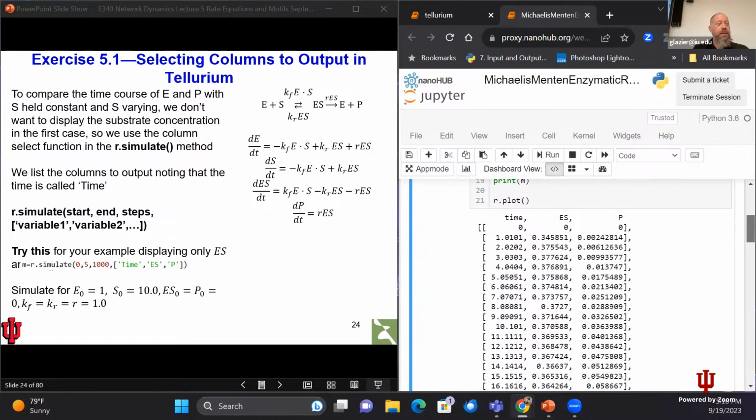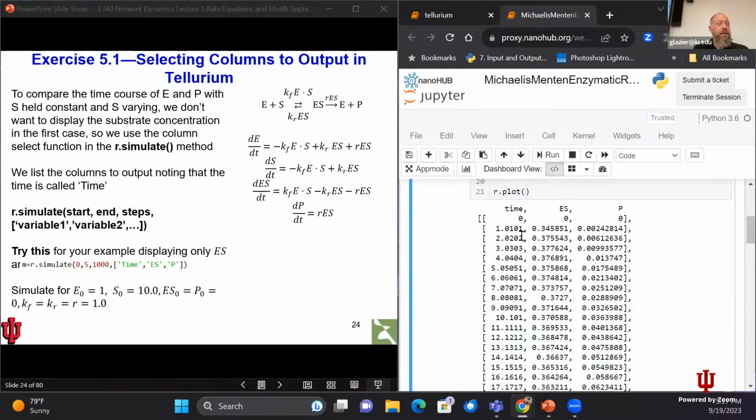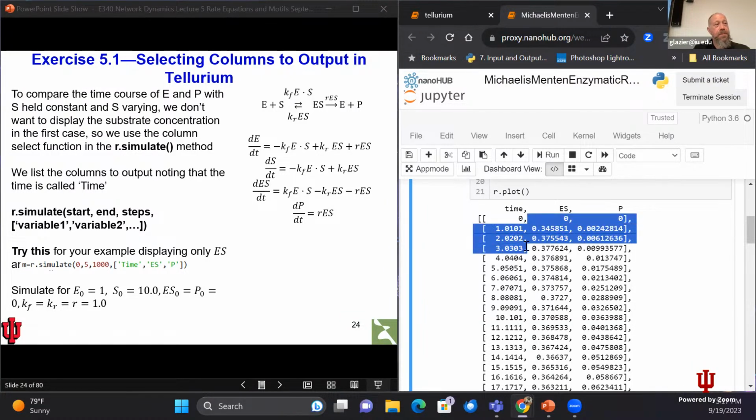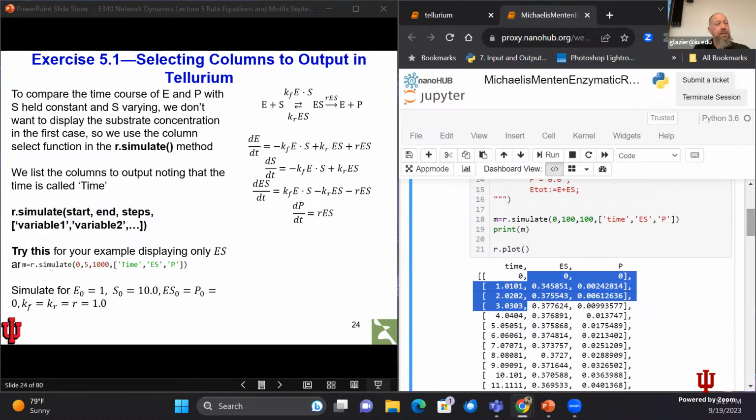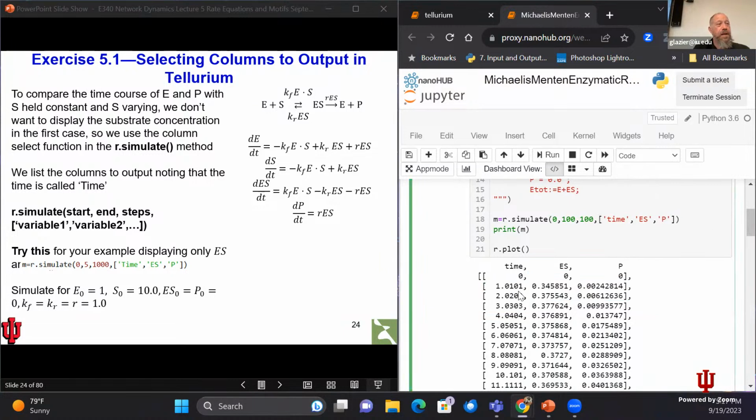And here we'll get the amount of ES and the amount of P and time. And you can also here, for the first time, really see the time steps. So we said here we wanted the time to start at 0, end at 100, and have 100 subtimes. And the time stepping is a little bit odd: 0, 1.01, 2.02. And so the times are not incrementing by 1, they're incrementing by 1.01. And then not 1.01, but 1.0101.